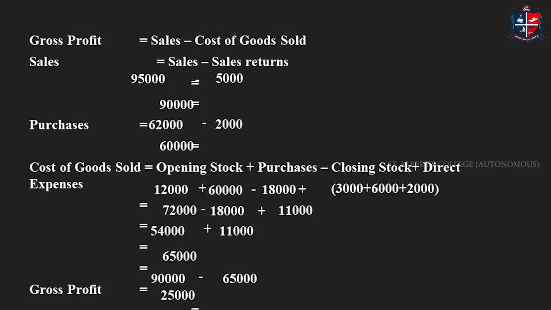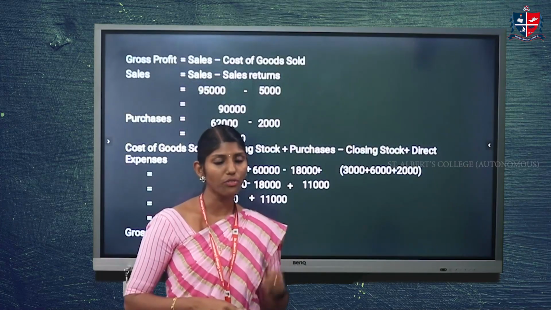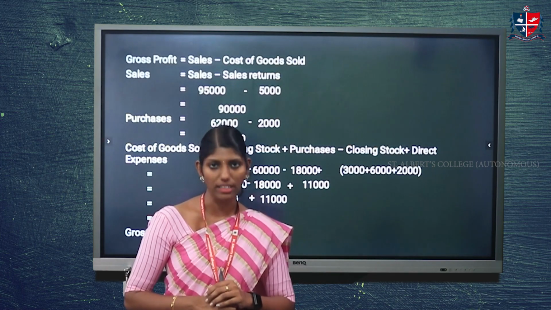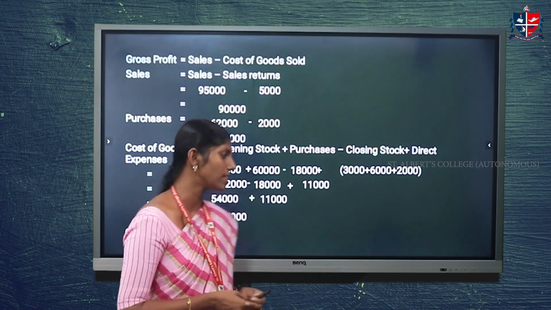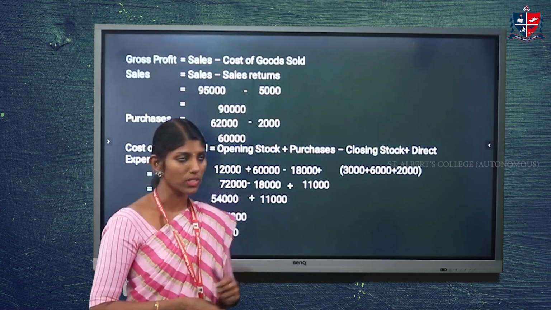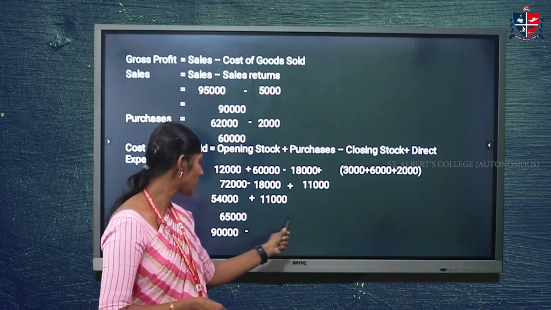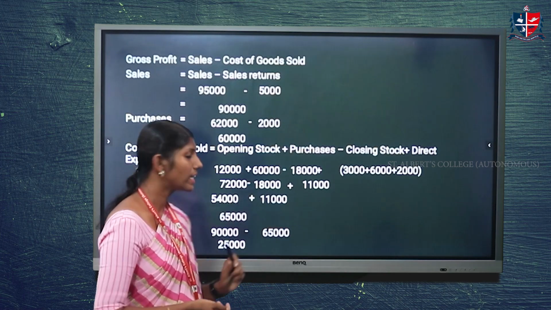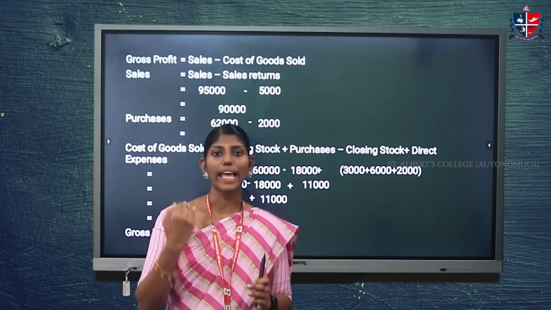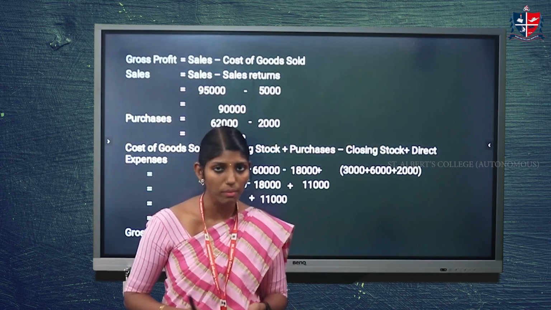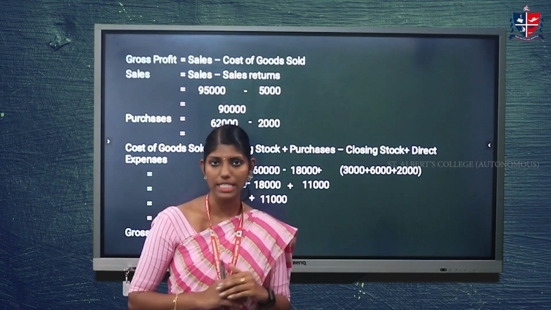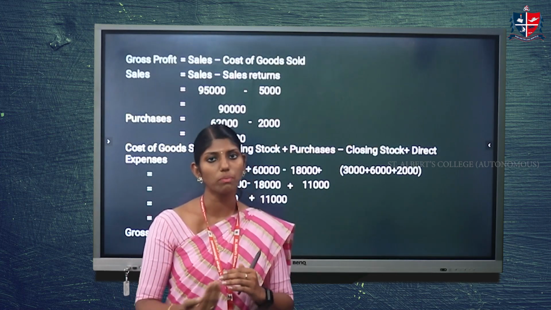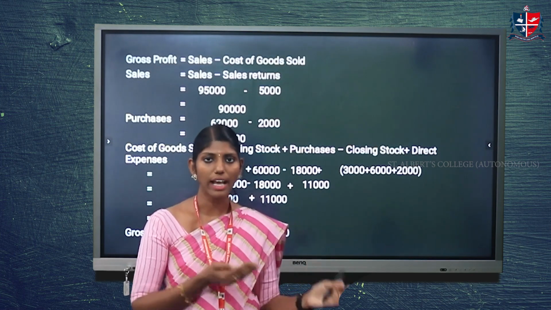So, our next step is to compute the gross profit. Here, we use the first equation, that is sales minus cost of goods sold. We know that sales amounts to 90,000 and the cost of goods sold is 65,000. So, in order to compute the gross profit, 90,000 minus 65,000 and the gross profit will amount to 25,000. So, we can conclude that either we are using the account method or we are using the equation method, the amount of gross profit will be the same. I hope all of you can understand the trading account concept and how to solve the problem using account method as well as the equation method.